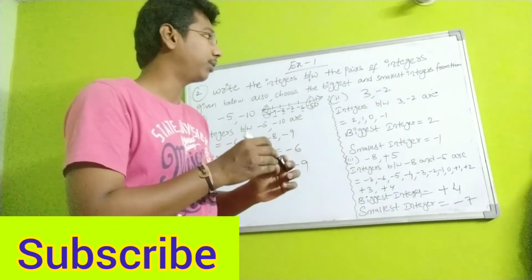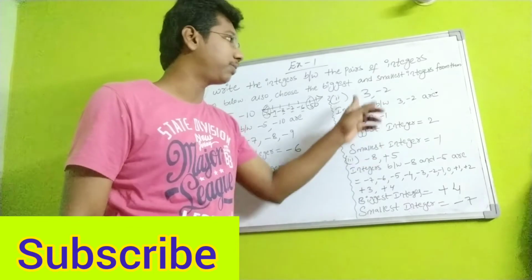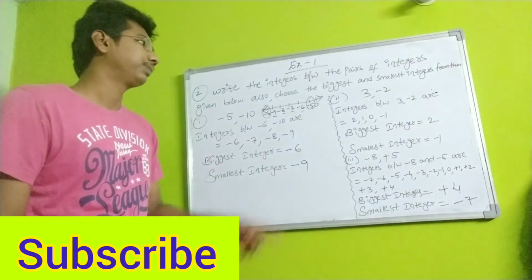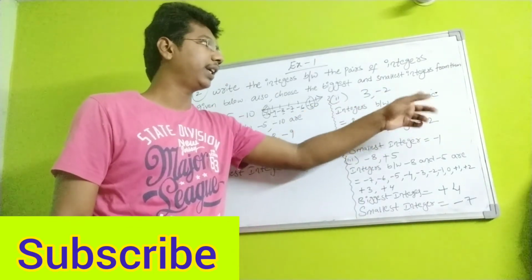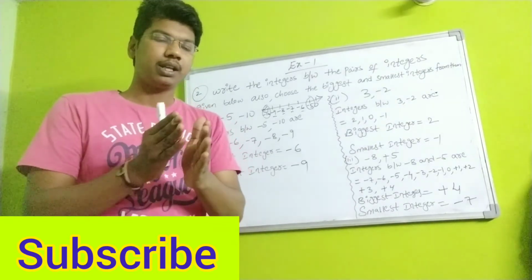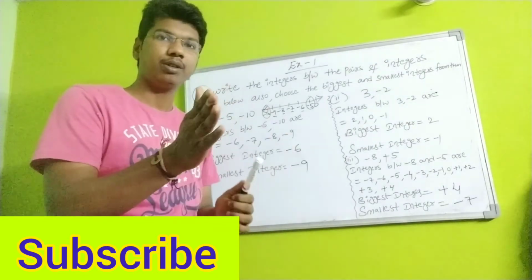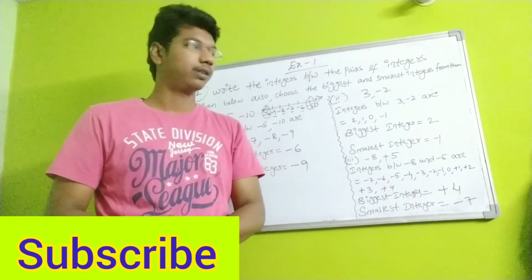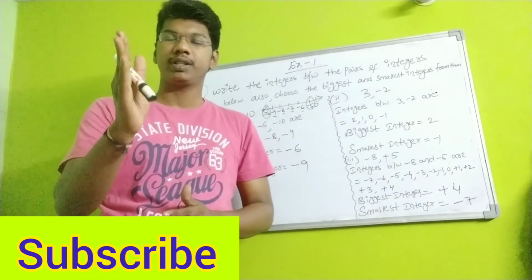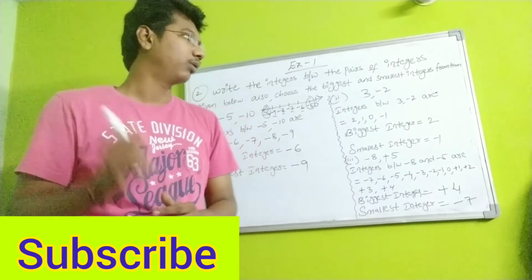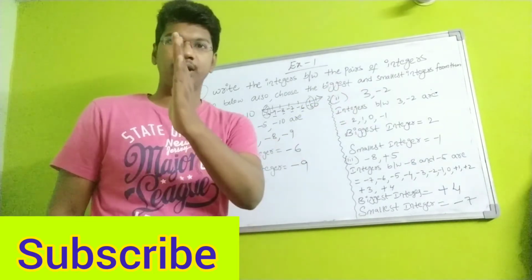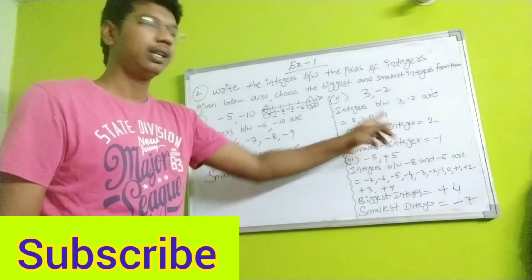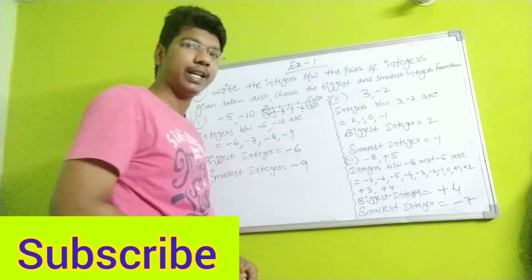And similarly, question number 2. Two integers are there, one is plus 3, one more is minus 2. Write first the integers between 3 and minus 2. Plus 3 means the number line starts from 0, the center one is 0, the right side has positive values, the left side has negative values. Plus 3 means 0, plus 1, plus 2. Next, negative integers are minus 1 and minus 2. These are the integers between 3 and minus 2.